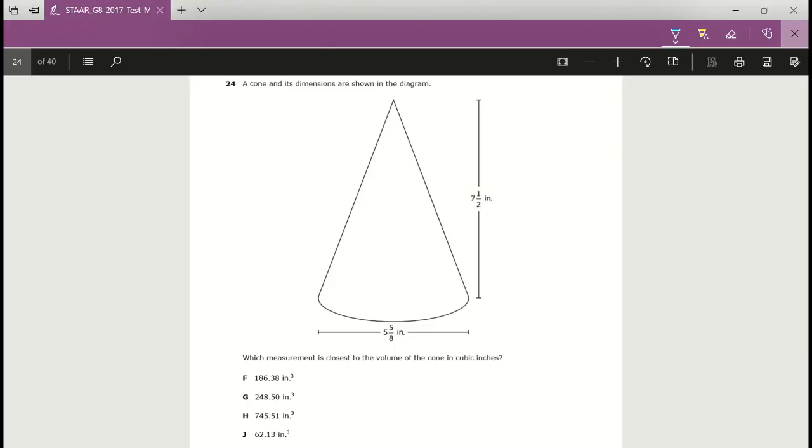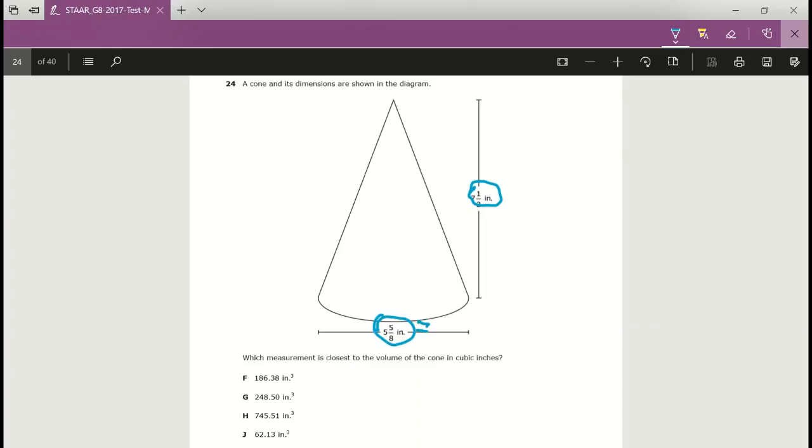Alright, so this is a pretty standard volume of a cone question. The thing that makes it tricky is that if you notice, our height and our diameter are given to us in fractional form. So the first thing I would do, if you see these fractions, is convert them to decimals. We can convert them to decimals using our calculators.